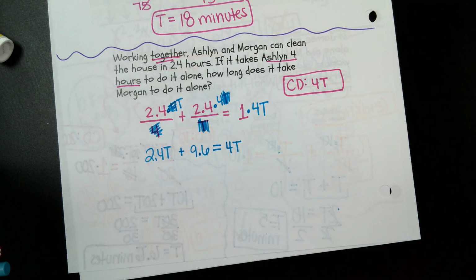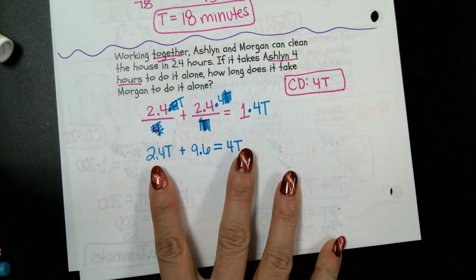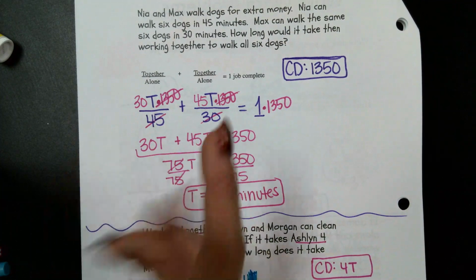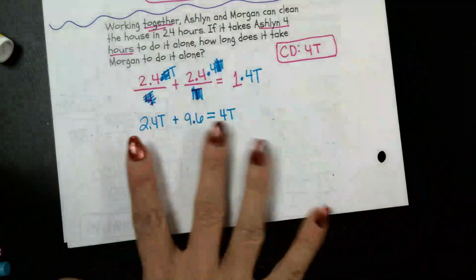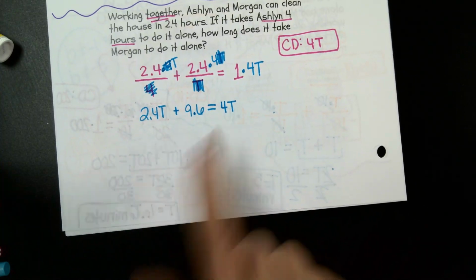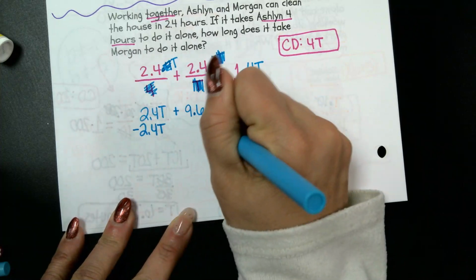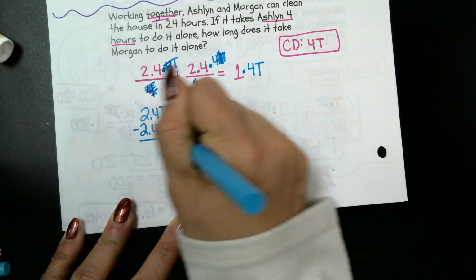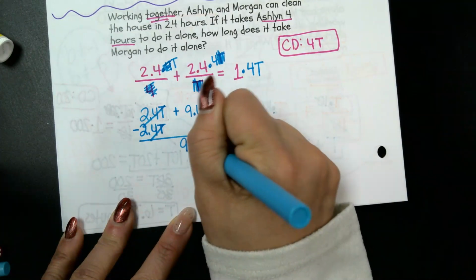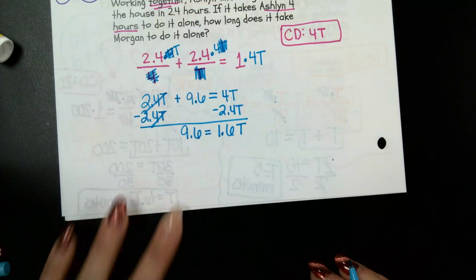Okay, so notice how now the t's are on opposite sides. On these problems up here, the t's were on the same side, so we added them. If they're on opposite sides, we're not adding them. Don't I have to move this one over here by subtracting it? Yeah, so we're going to subtract 2.4t. So we have 9.6 equals 1.6t.